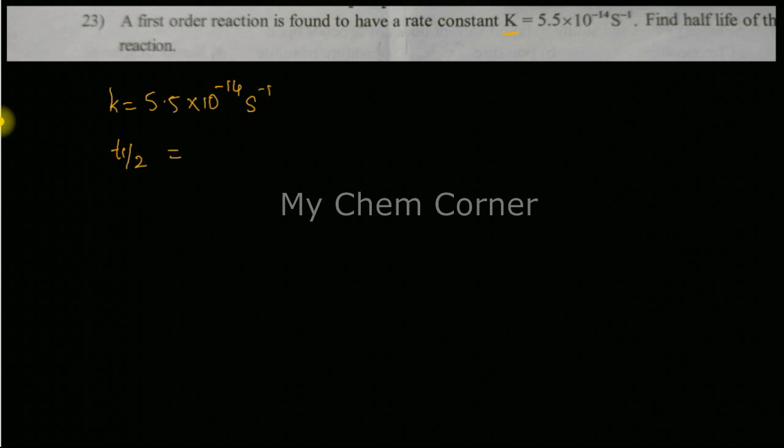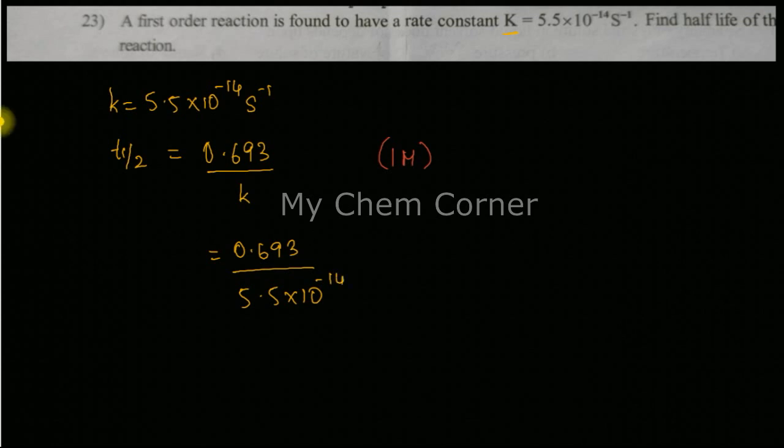So because it's a first order reaction, half-life formula is going to be 0.693 by k. It's a 2-mark question, so your 1 mark is going to go for the formula. Now, after this, you just have to substitute the value 0.693 by 5.5 into 10 to the power minus 14 seconds inverse. 0.693 by 5.5 is going to give you 0.126 into 10 to the power minus 14. When it goes up, it becomes plus 14. Seconds inverse, when it goes up, it becomes seconds.